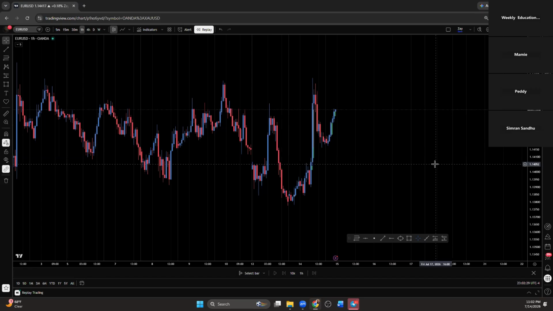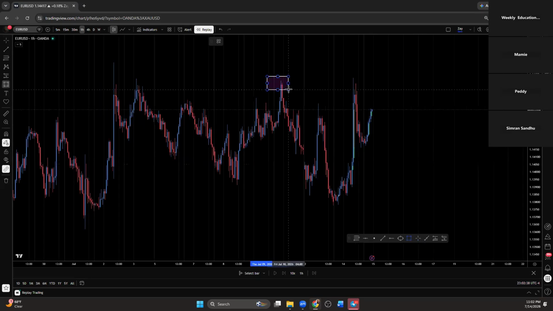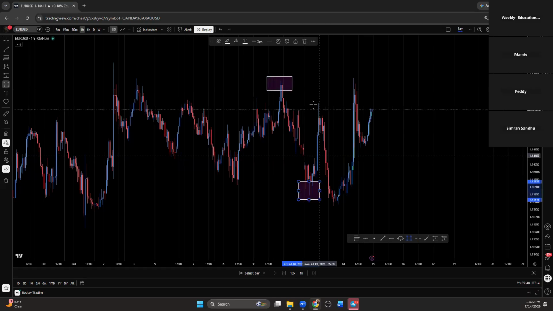Whatever's going on with euro might be a little bit different, but I'm not even going to lie, it's pretty much doing the same thing as gold, if you ask me. Because right here we have this lower high, then lower low, lower low, and lower high, an internal break of structure.